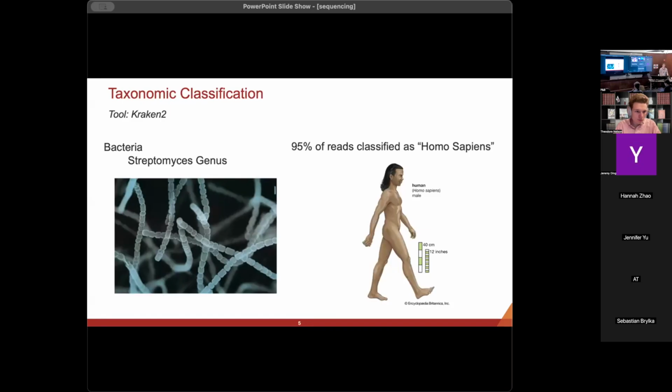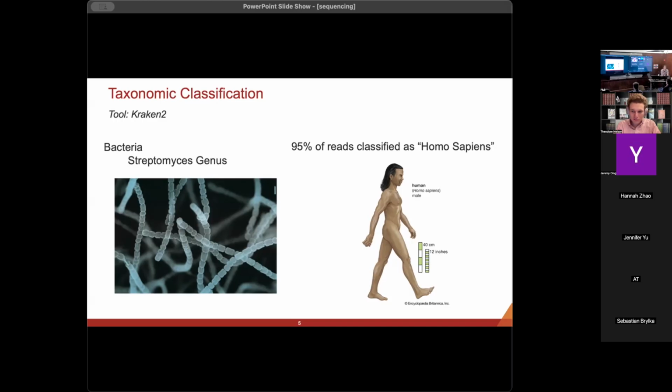I used a tool called Kraken, and even though I attempted to exclude the human reads, 95% of them got classified as Homo sapiens using Kraken. So I was very disappointed and didn't really know what to do with that. But I also identified a significant presence of the bacteria of genus Streptomyces, which is ubiquitous in soil and aquatic sediments. So I was not surprised to find them in wastewater. However, again, most of my reads were identified as Homo sapiens.